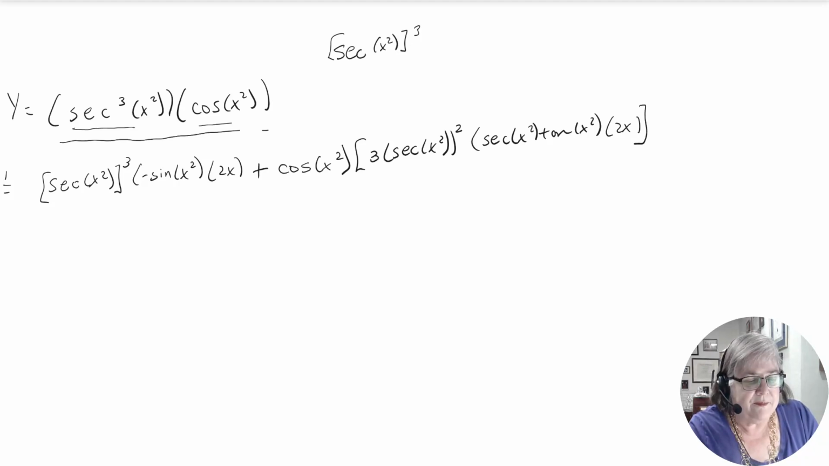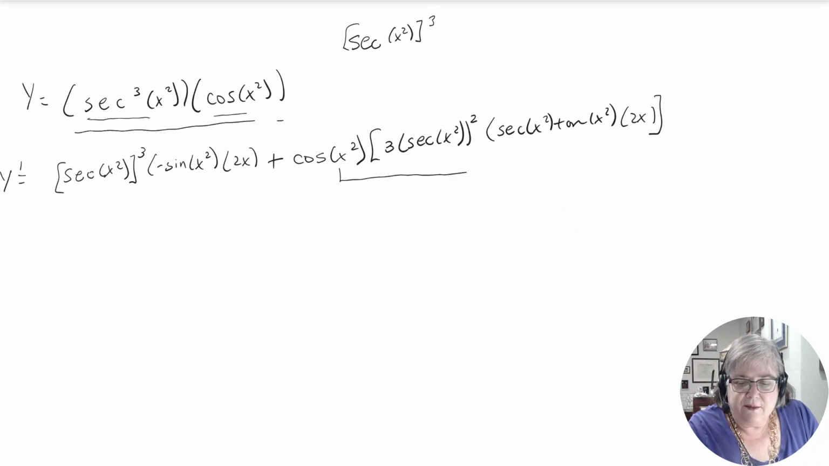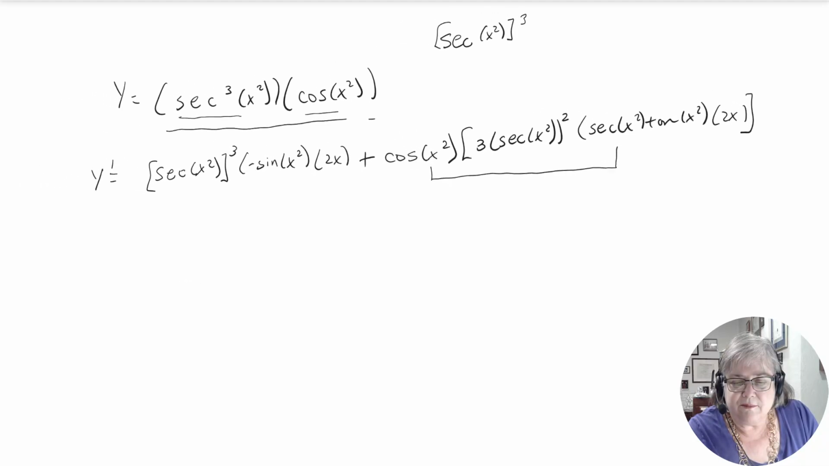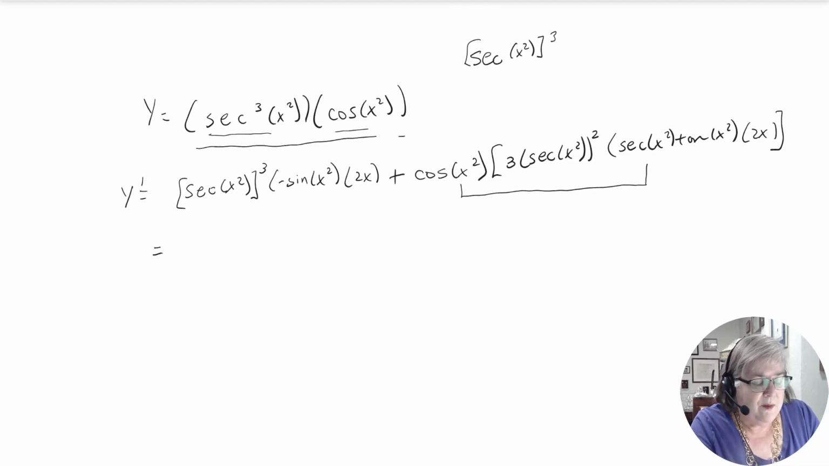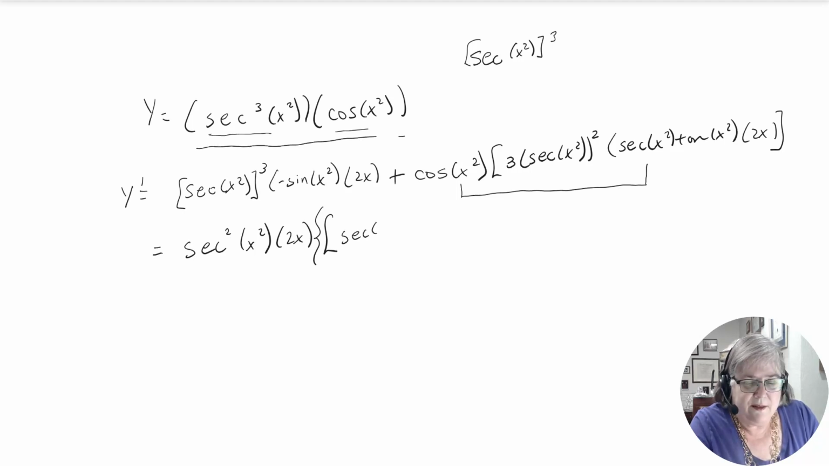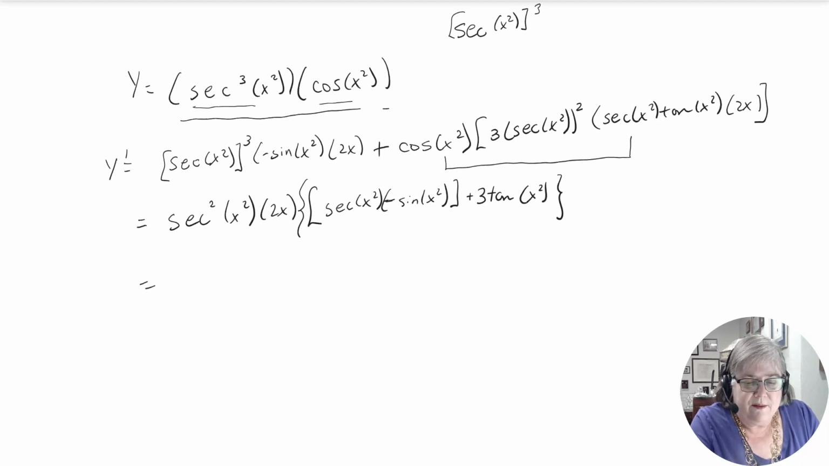All right. Now, you can see that this cosine of x squared cancels that secant of x squared. So cleaning this up, we could factor out a secant squared of x squared and a 2x. And that would leave us, I guess we could do the little curly braces to make it a little bit more clear: secant x squared minus sine of x squared plus 3 tangent x squared. All right. So we would have 2x, just cleaning it up a little bit, secant squared x squared.